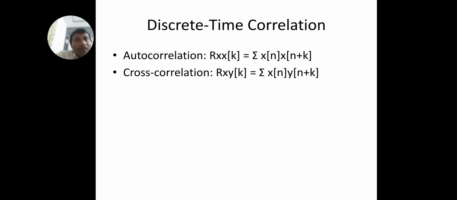Discrete time correlation. In the previous part we saw the continuous signal. Here, for the discrete signal, autocorrelation is Rxx of k equals the summation of x of n and x of n plus k. Since there are many discrete points, we use the summation. Cross correlation is Rxy of k equals the summation of x of n times y of n plus k. This formula is a little bit similar; we can exchange the x and y variables.